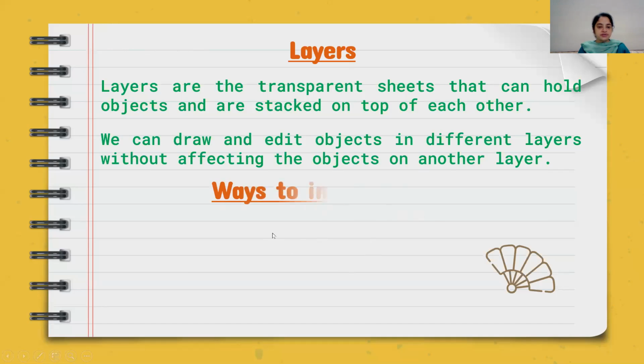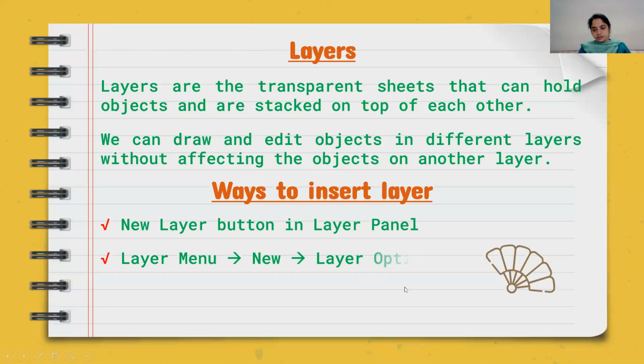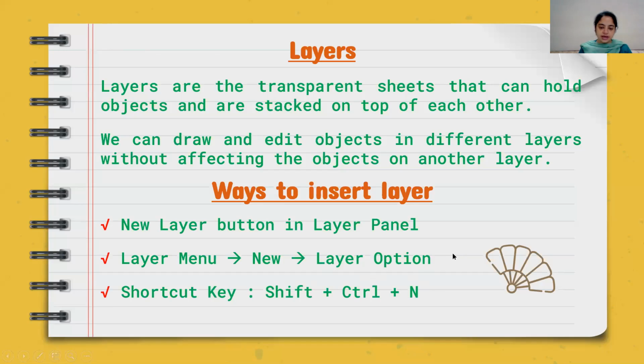Now, what are the 3 ways to insert a layer? There are 3 ways to insert a layer. One, new layer button in the layers panel. On the right hand side in the layers panel at the bottom, you will find a new layer button. Second, layer menu, new option, layer option. This is a menu command. If the question is, what is the menu command to insert a new layer? So you will write layer menu, new option, layer option. Third method, the shortcut key that we had just done, Shift plus Control plus N.